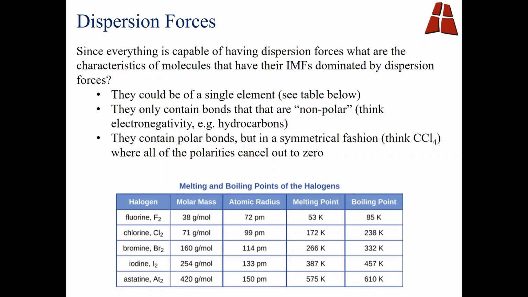Okay. Molecules that might be tricky to identify that only have dispersion forces may have polar bonds, but those polar bonds may be distributed in a symmetrical fashion. You could think of something like CCl4, where every carbon-chlorine bond is polar, but all of the polarities cancel out to zero, meaning that the molecule is ultimately only dominated by intermolecular forces that are dispersion forces.